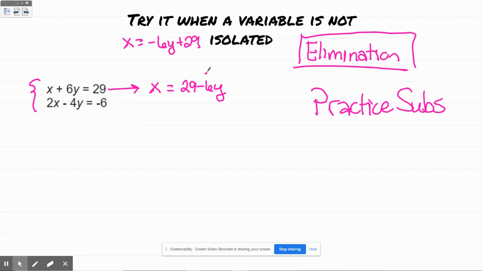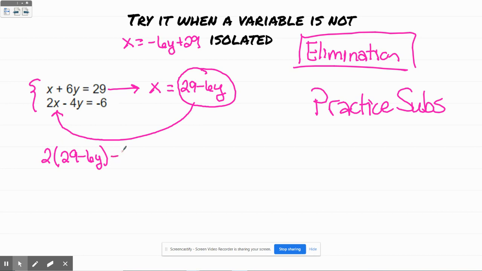So now that I have one isolated, since this equation is the same as that, I can use my fact and substitute this wherever I see an x. So wherever I see an x, I can put 29 minus 6y. Well, in the second equation, there's where my x is. So I'm going to put parentheses, 29 minus 6y, minus 4y equals negative 6. It's kind of like composition of functions that we did earlier this year. We plug one into the other.